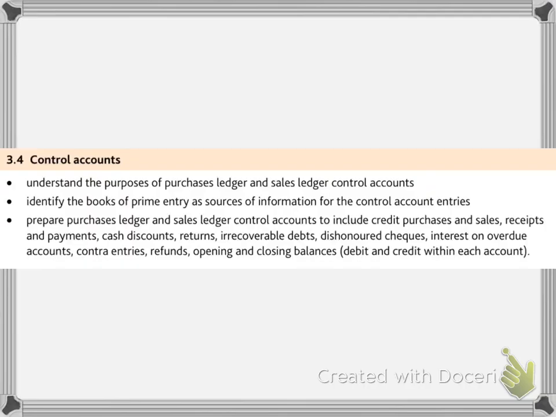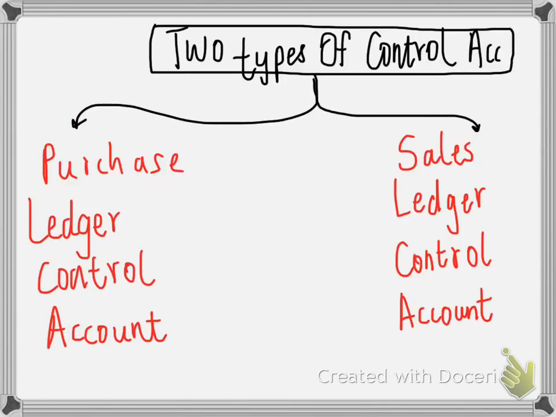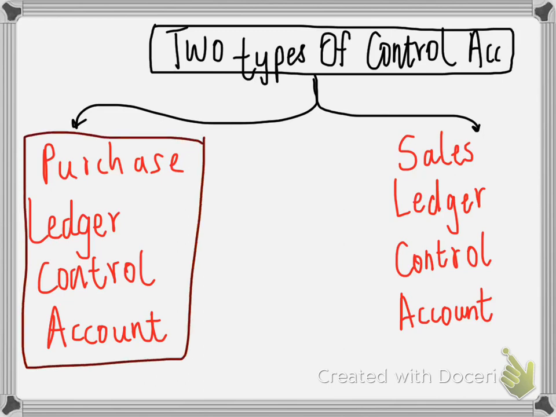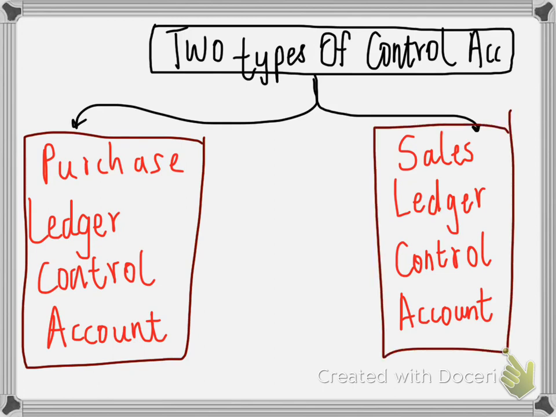So in this topic, we will understand the purpose of the purchase ledger and sales ledger control account. We will also identify the books of primary entry for the control account entries, and we'll also prepare the purchase ledger and sales ledger control accounts. There are two types of control ledger accounts: first is the purchase ledger control account, second is the sales ledger control account, and we'll have a look at each of these.